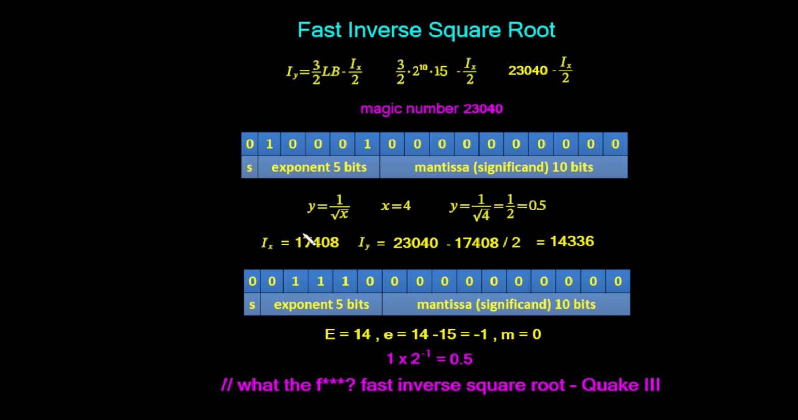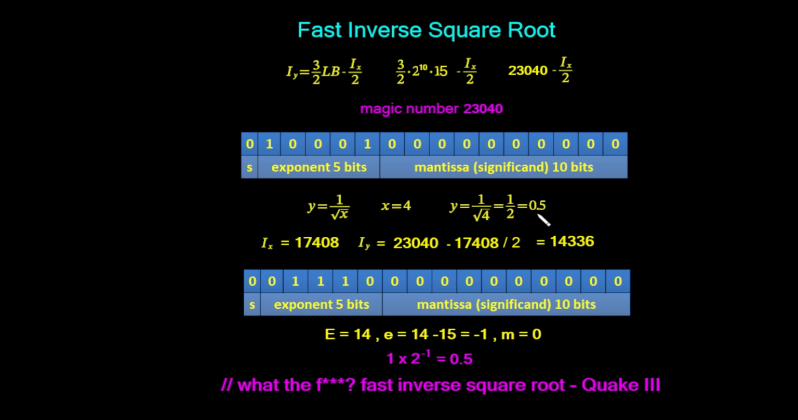Now we're going to start off here at this little mathematical function, y is equal to 1 upon root x. And the fast inverse square root algorithm is going to approximate this function. So let's say, for example, we put the number 4 in for x. We get y is equal to 1 upon the root of 4, which is 1 upon 2, which is 0.5. So the fast inverse square root algorithm in effect is going to take in the number 4 and give us the number 0.5 out.